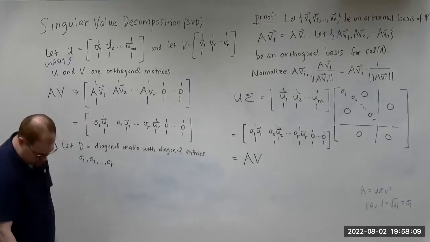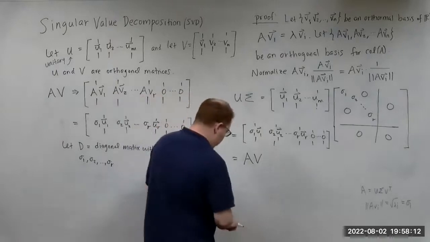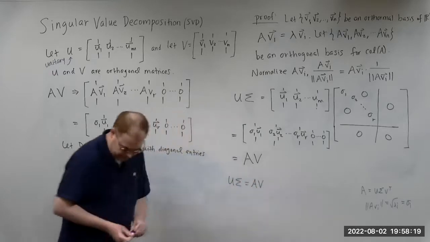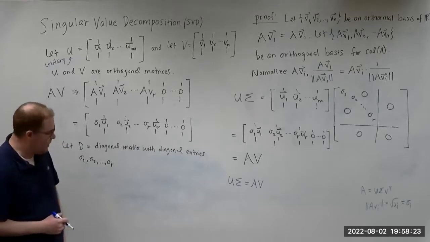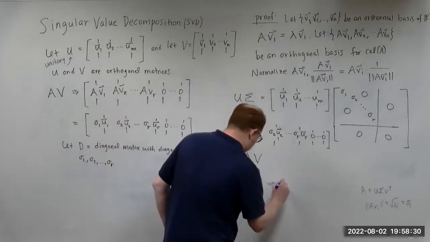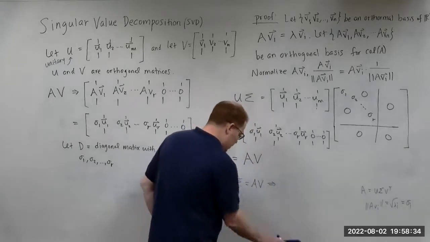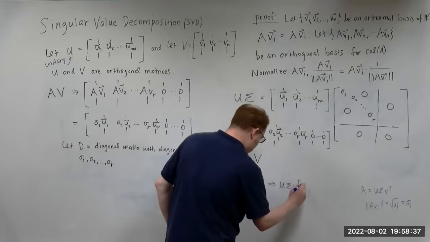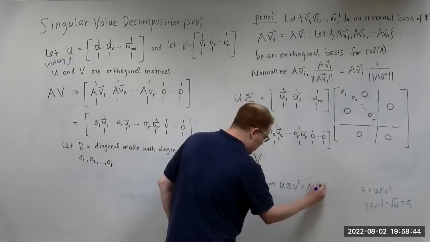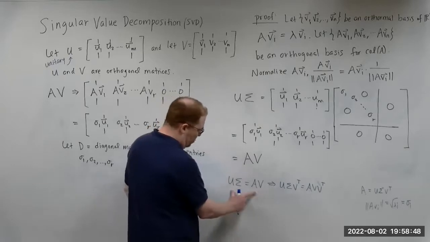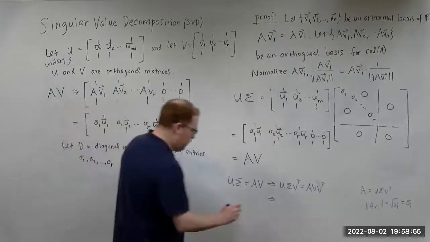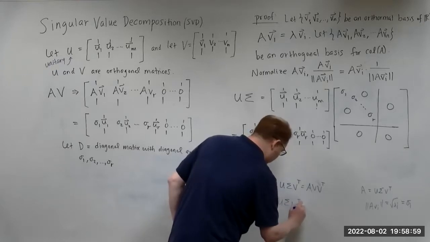Now this is what we have: U sigma equals AV. What we can do is multiply both sides by V transpose. We know this is equal, we just showed that. And so we end up getting U sigma times V transpose equals A.